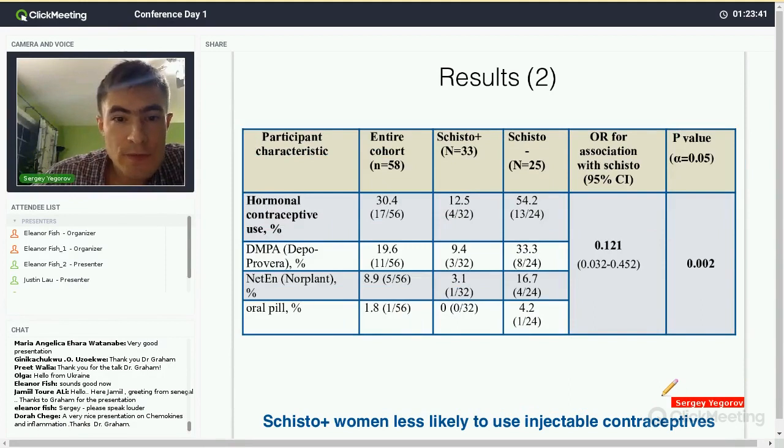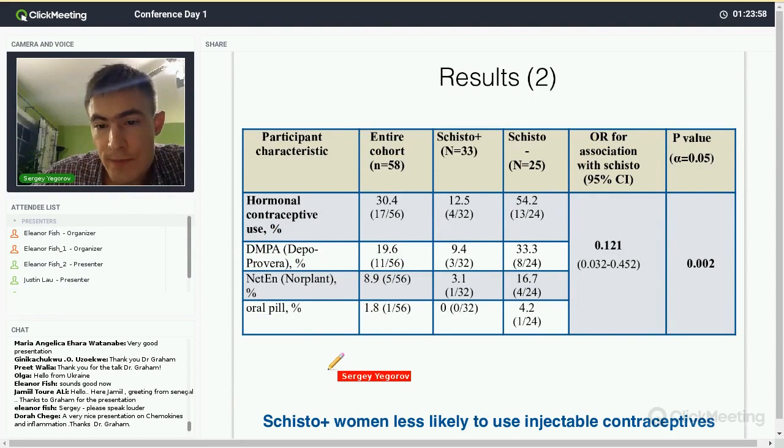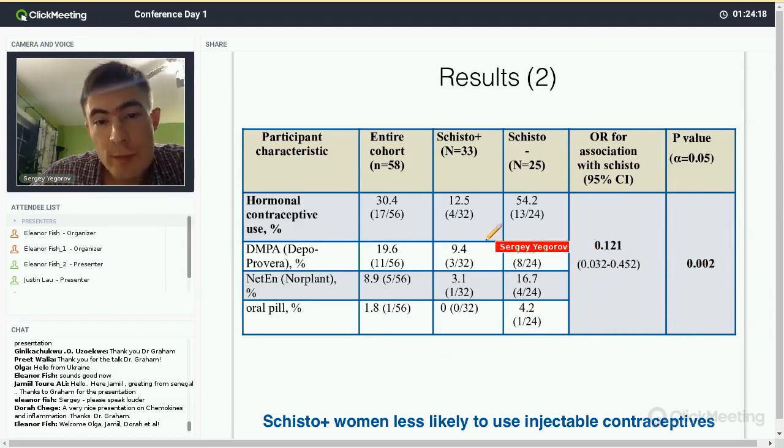So the next set of results shows us the percentage of women using hormonal contraceptives, and there are three subtypes that we had information on. This was Depo-Provera, another one was Norplant, and another one was oral pill. And the predominant one in the region is really Depo-Provera, and the reason we're looking at it is because it has been associated with increased HIV susceptibility. So the use of hormonal contraceptives was significantly and inversely associated with schistosomiasis. So women with schisto were less likely to use hormonal contraceptives.